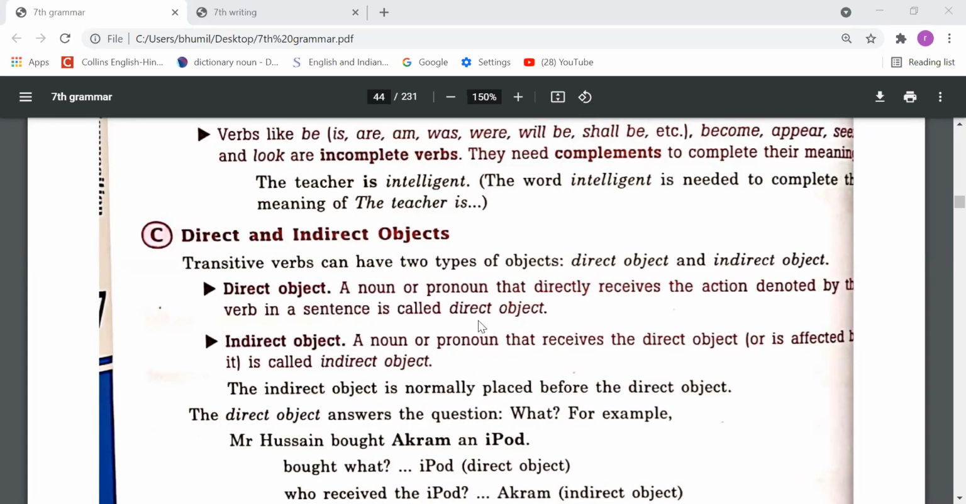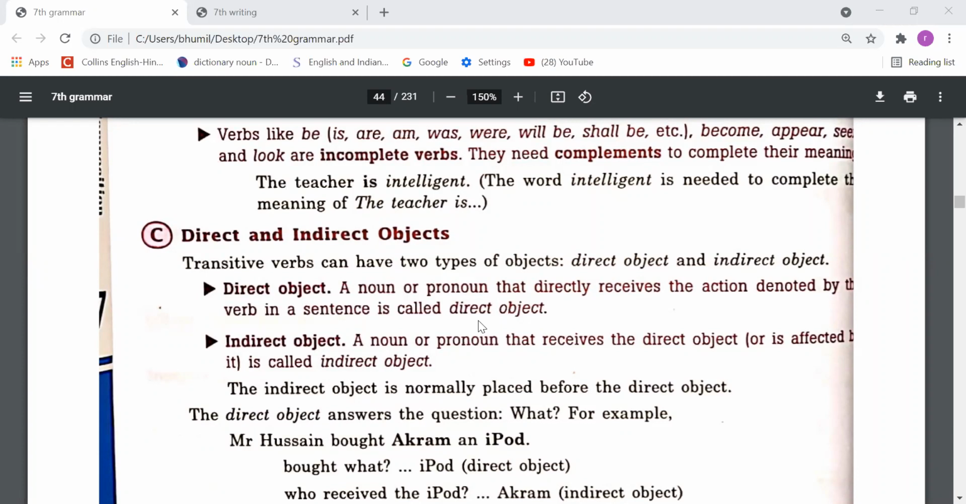Suppose I say that I teach English. So I is the subject, teach is the verb, and on what thing I do the work, that is English. English is the word which is receiving the impact of the action. Suppose I say that I eat pizza. So pizza is an object in this sentence. Usually the object comes after the verb, right?